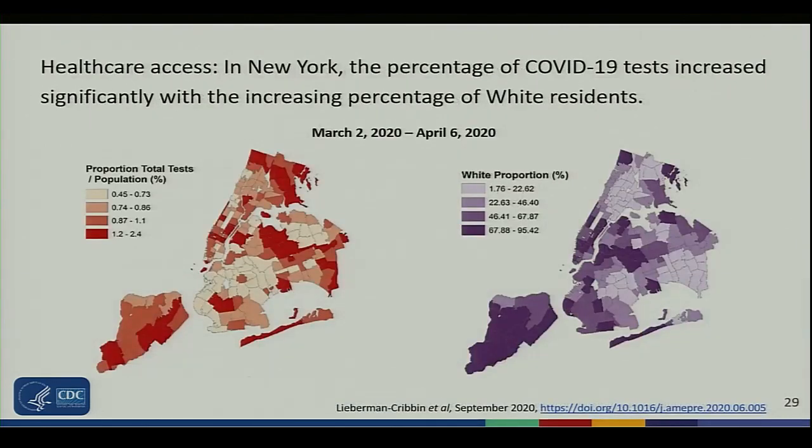These figures show the proportion of total COVID-19 tests in the New York City population on the left and the proportion of white residents on the right. The percentage of COVID-19 tests increased significantly with the increasing percentage of white residents, as you can see in the similarity between the distribution of dark red and dark purple colors on the maps. Next slide.